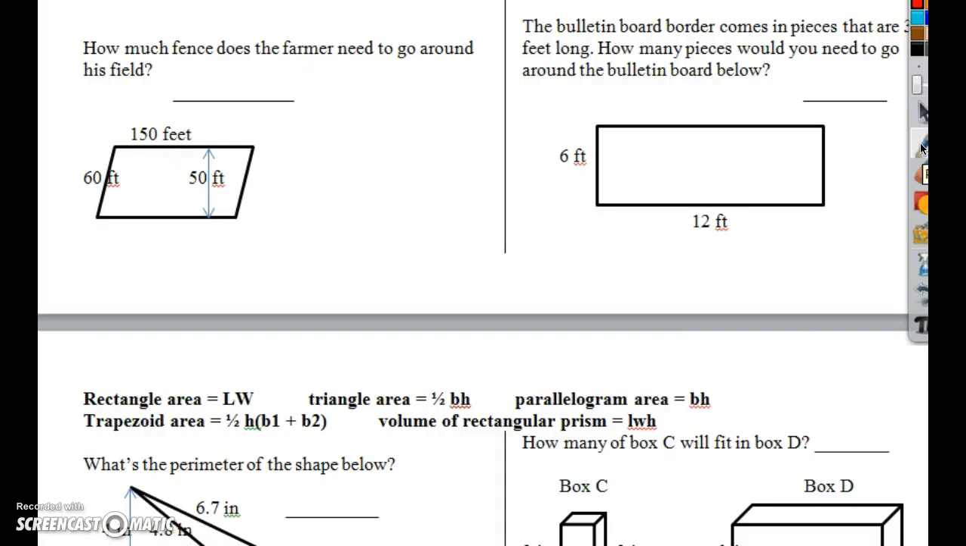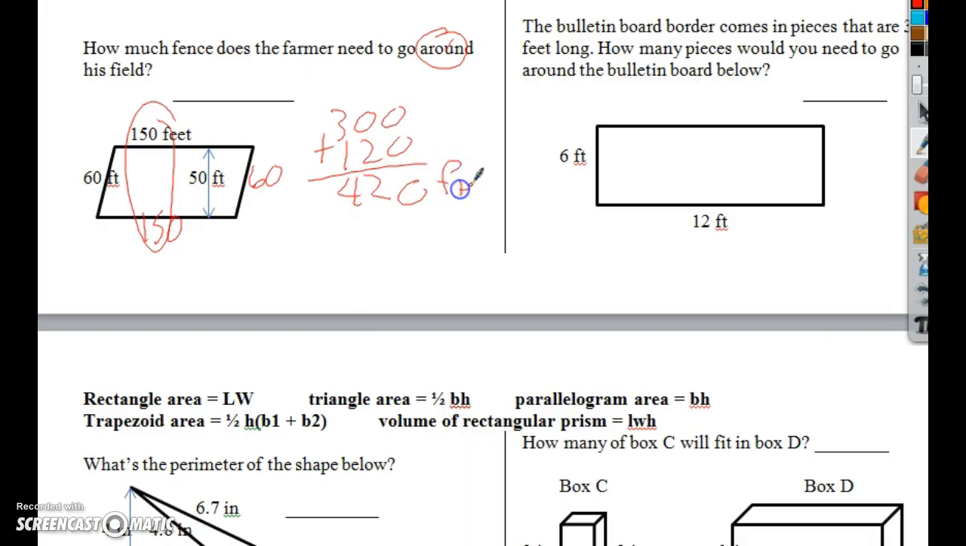How much fence does the farmer need to go around his field? Since we're going around, we need perimeter. So this side's also 150 and that side's 60. 150 plus 150 is 300. 60 and 60 is 120. And if we add them together, we're going to get 420 feet.